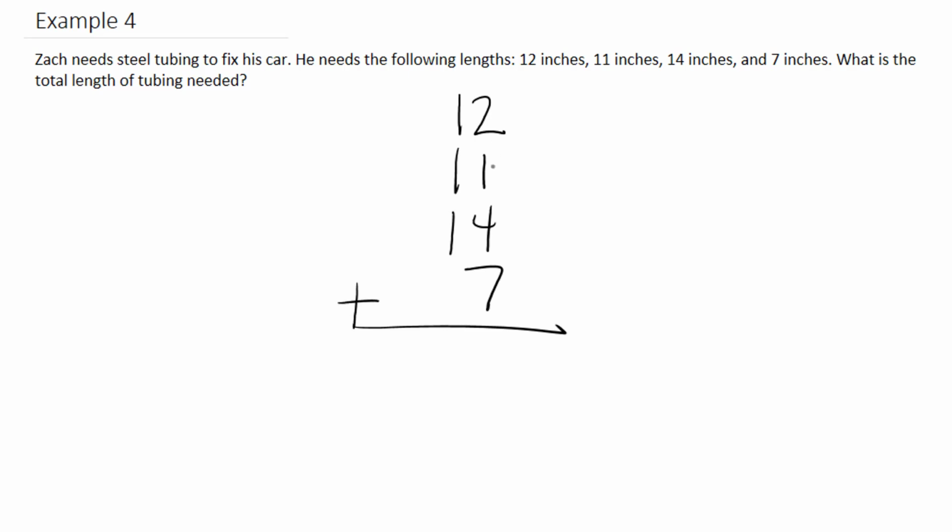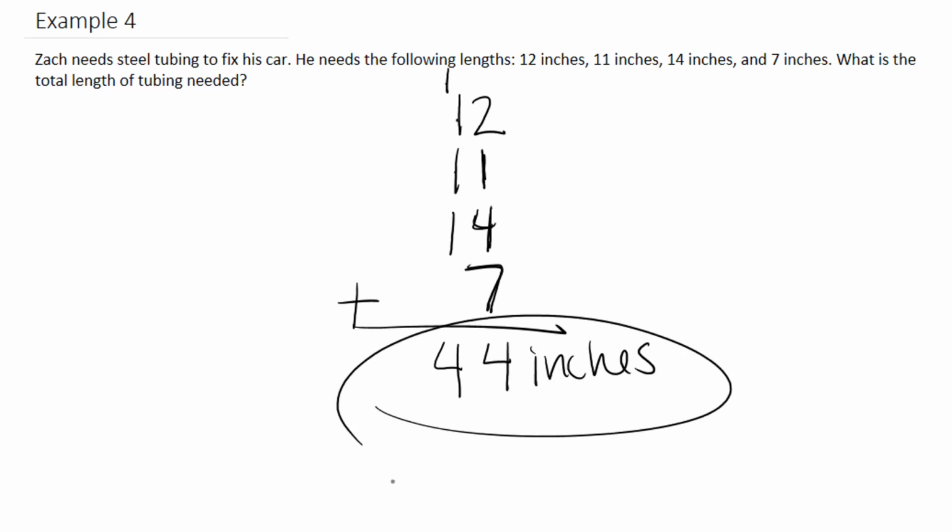So we have a 2 plus 1, which is 3. Then we're going to add this 4. So 3 plus 4 is 7. And then we have another 7. So we have 7 plus 7, which is 14. So we just put the 4 below and we carry that 1. And then we have 1 plus 1, which is 2, plus another 1, 3, plus another 1, so 4. There's 4 tens. So we have 44 inches that Zach will need for tubing to fix his car.